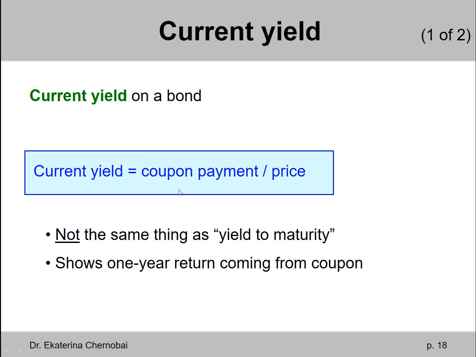So let's say the coupon payment is $100, right? And the price is $900. You take 100, you divide by 900, and you get something around 11 and something percent. So that's your first year return on your money. Current yield sounds a lot like just yield, which is another term for yield to maturity, but it's not the same thing as yield to maturity.